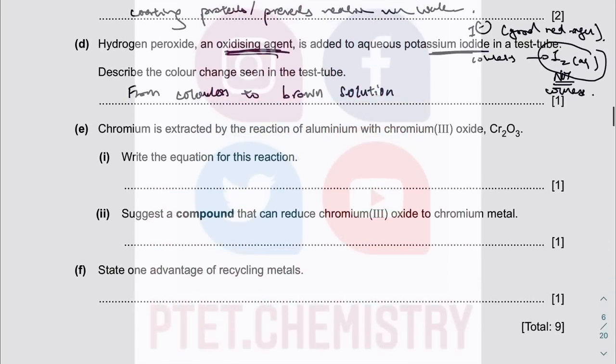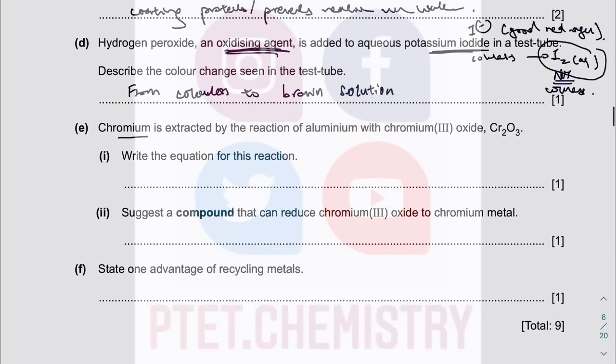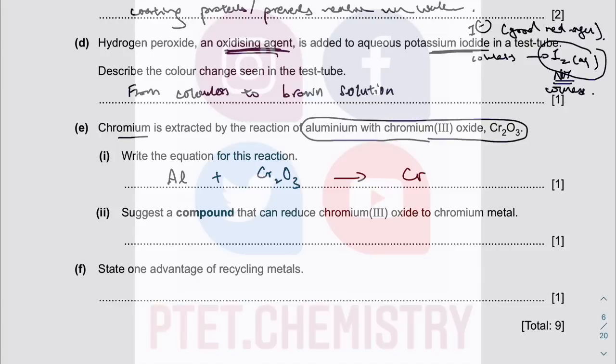Okay. So now chromium is extracted from chromium trioxide with aluminium. So your reactant is aluminium plus chromium trioxide. You're gonna extract chromium. And when you do that, the oxygen is going to go to aluminium. It's going to form Al2O3. So Al3 plus O2 minus. Got to balance your equation.